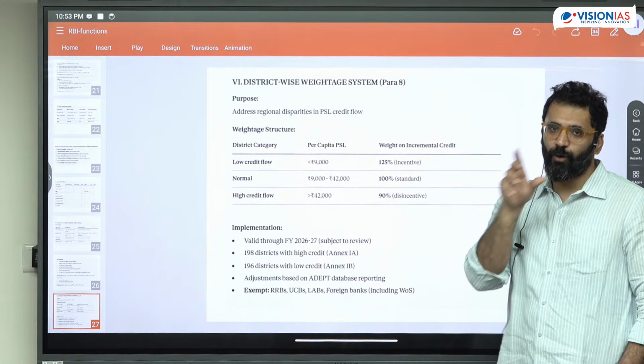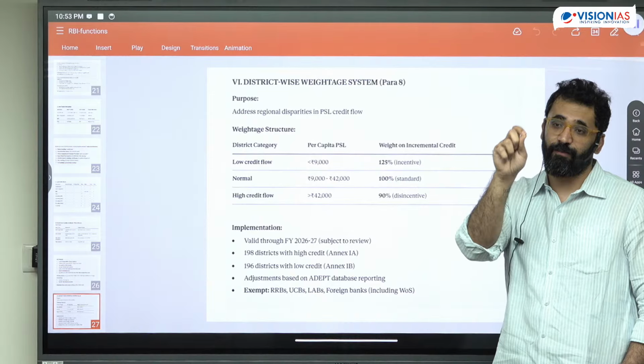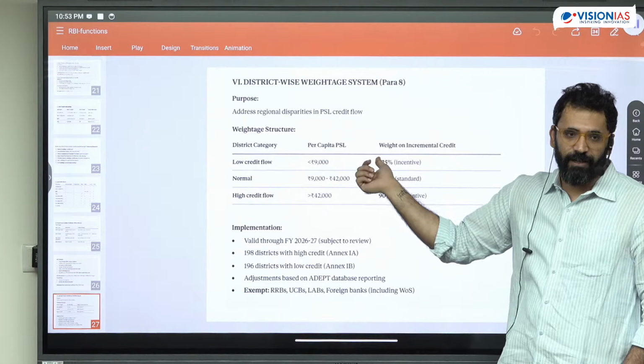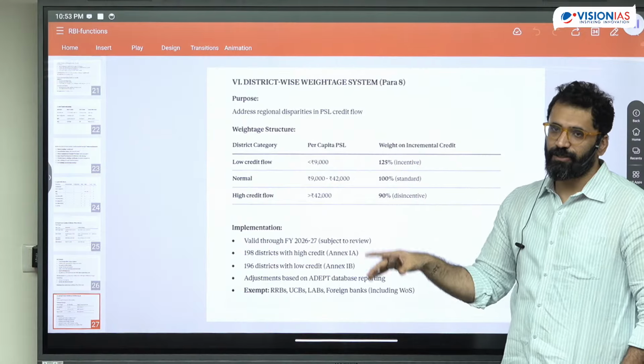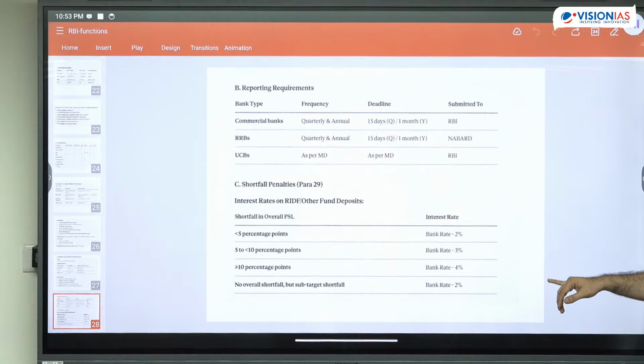That means your loan will be given extra weightage. It will not be counted as 1, it will be counted as 1.25. So that it comes to districts which have poor penetration. This step got added last year. In 2025 they made this change where low credit flows and this.